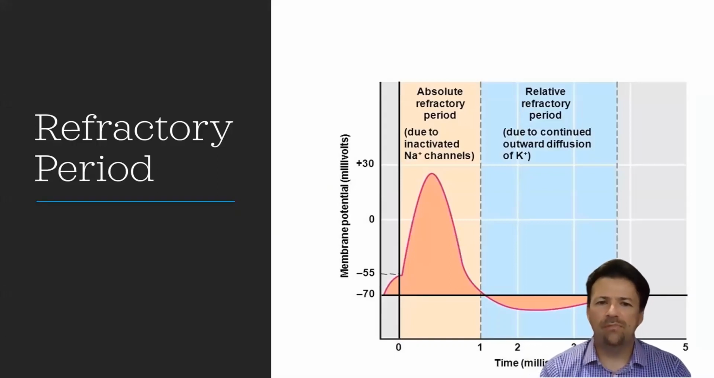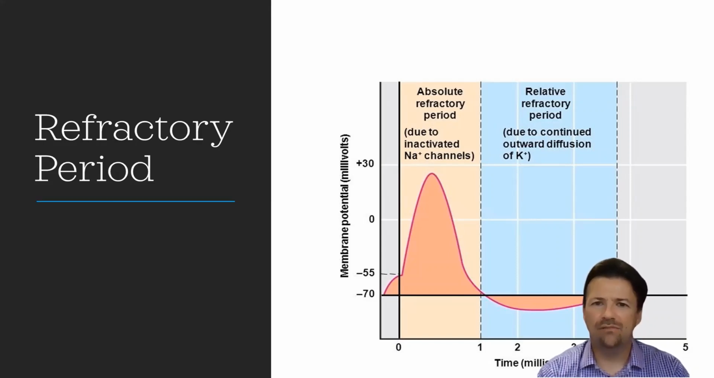Now let's talk about something called the refractory period. The refractory period is a period of time when you cannot generate another action potential, no matter what you do to the membrane potential. Remember, an action potential is usually generated when you depolarize the cell to threshold. In this example, threshold appears at about -55 millivolts. But the refractory period is when no matter how you depolarize the cell, you cannot generate another action potential.